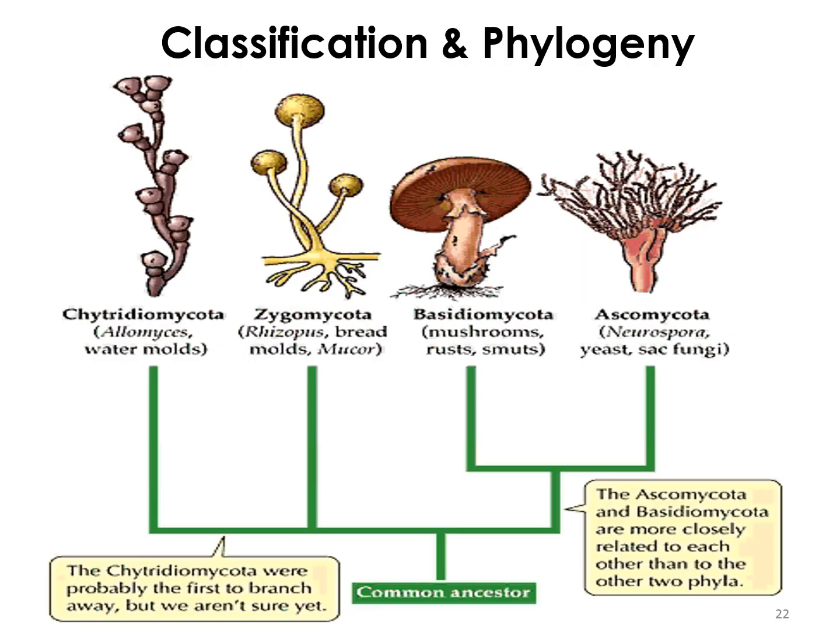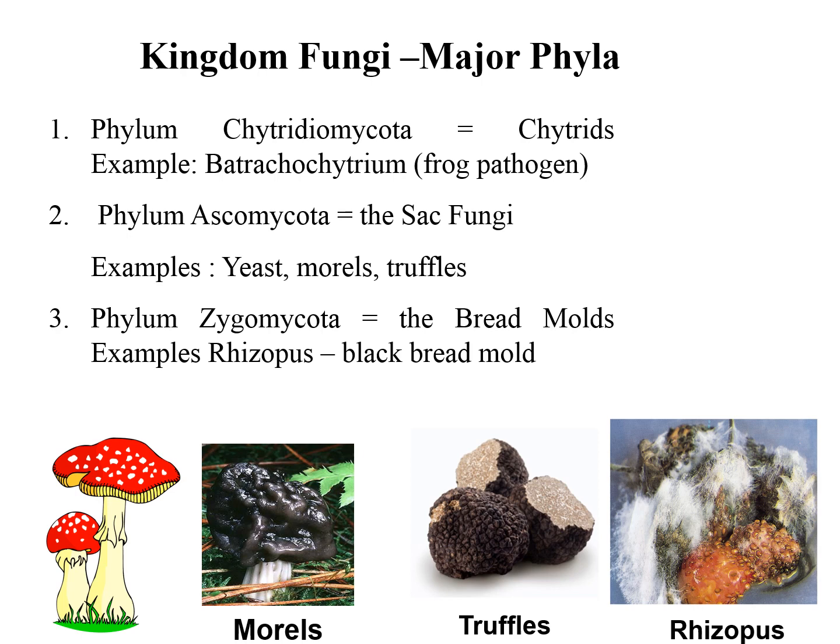And the different features and diversity of major phyla of true fungi will be briefly discussed in the coming slides. A generalized life cycle will also be presented. Kingdom fungi is mostly classified by the shape of its fruiting bodies. First one is Phylum Chytridiomycota, chytrids.